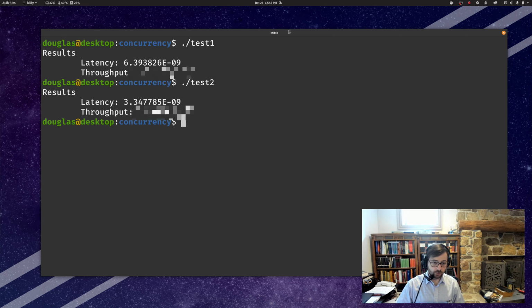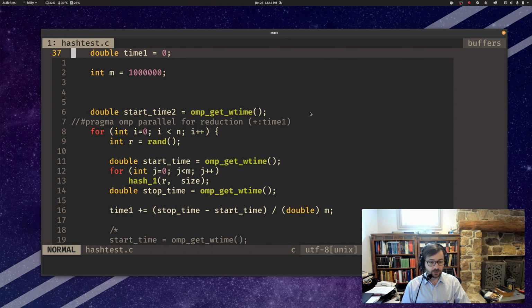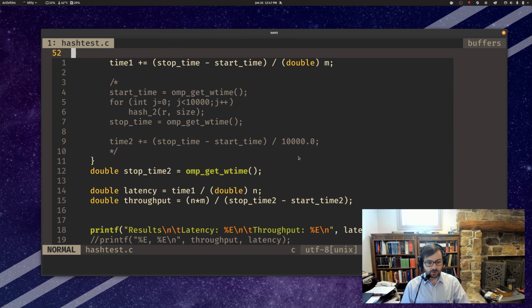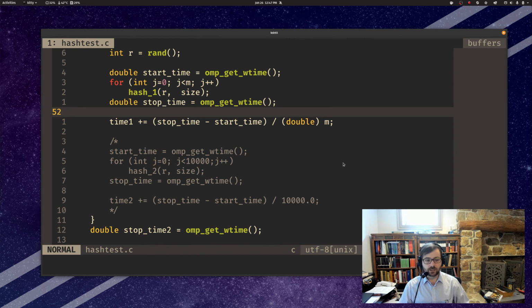Now, in order to improve the precision of my latency numbers, let me just show you the code. What I'm doing here is, here we go. Excuse this code's a mess. I've just been playing around with it.